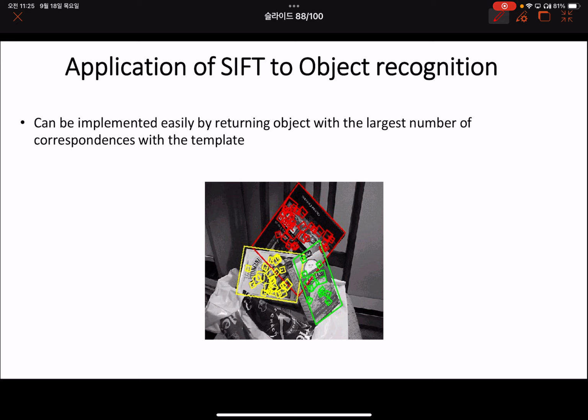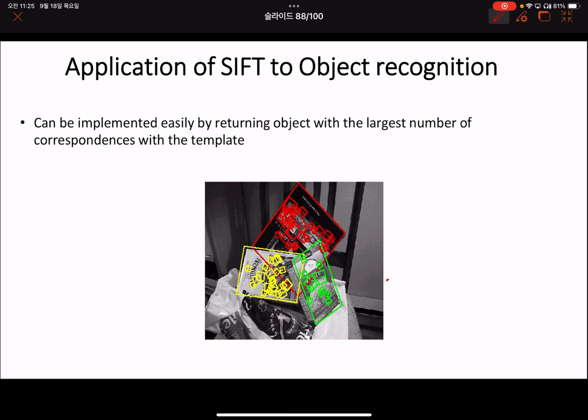Let's see the application. As I said, we can use SIFT for 3D reconstruction, getting correspondence from images from multiple viewpoints. But it is not only restricted to such 3D-based stuff. It can be used for other things.